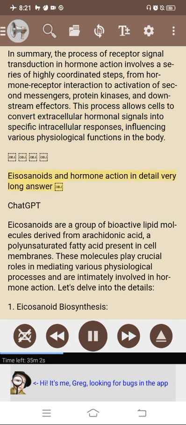Eicosanoids and hormone action in detail. Very long answer. ChatGPT: Eicosanoids are a group of bioactive lipid molecules derived from arachidonic acid, a polyunsaturated fatty acid present in cell membranes. These molecules play crucial roles in mediating various physiological processes and are intimately involved in hormone action. Let's delve into the details.